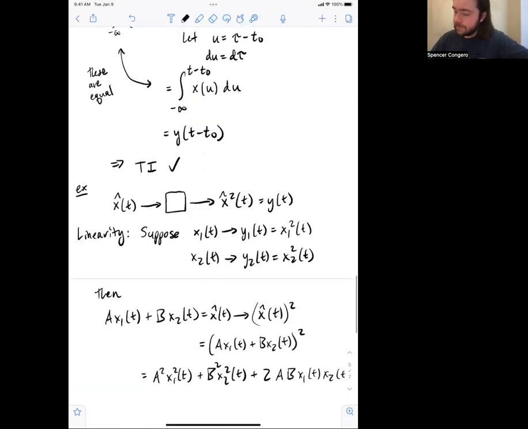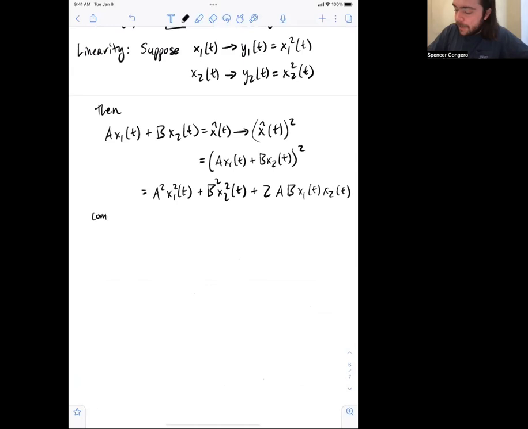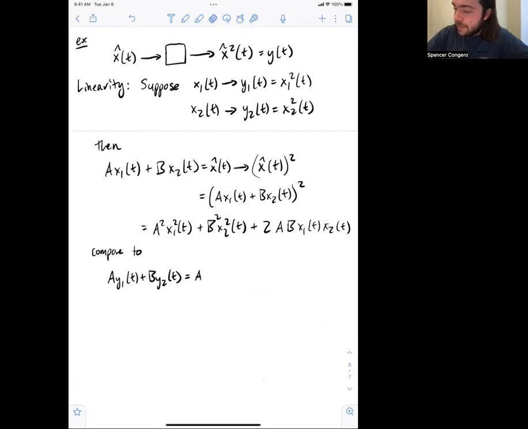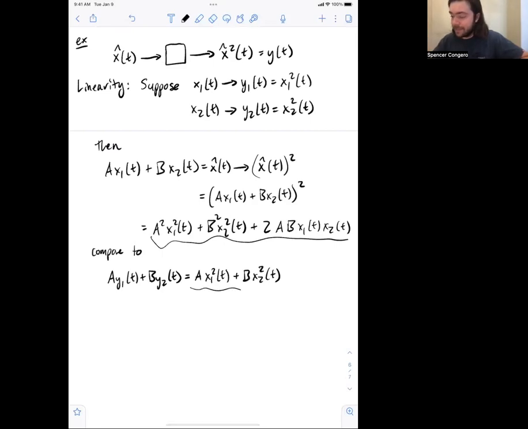We want to compare to the same linear combination of the outputs. So a y1 of t plus b y2 of t, which we know is, what was y1? Well, we wrote it already. It's x1 squared of t. So a times x1 squared of t plus b times x2 squared of t. And we ask, is this always, for any x1 and x2 and any a and b, equal to this?